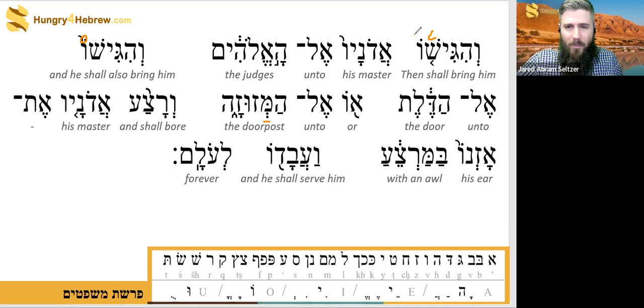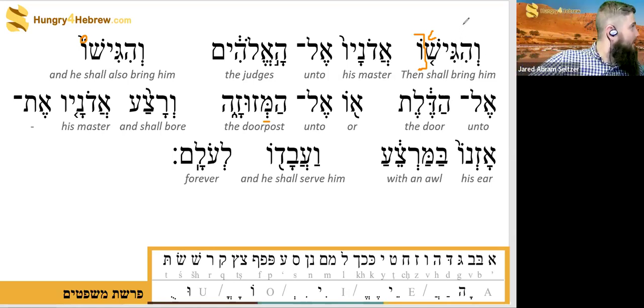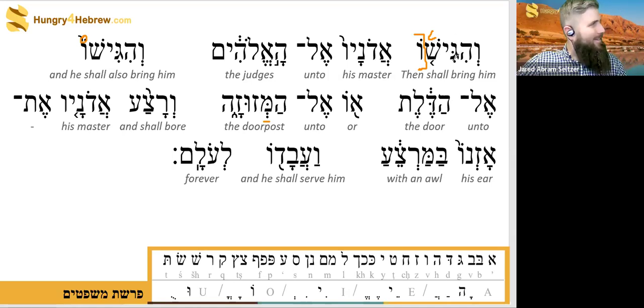Vehigisho, this is going to have a pronominal suffix on the end. So he shall cause him to approach. What's the root of vehigish? Or let's say higish. What's the root of higish? Does anybody know the root of higish?